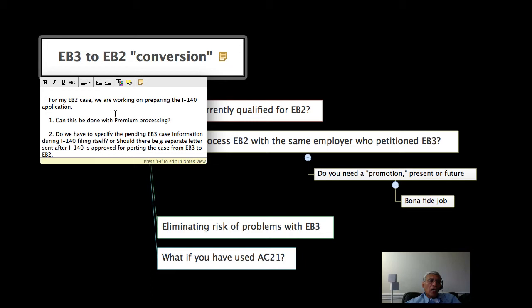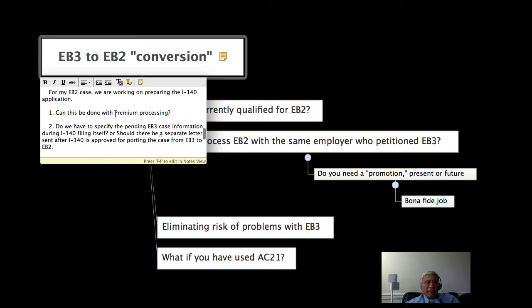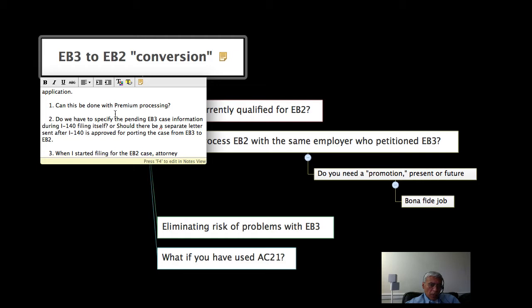Okay. So he's preparing his I-140 for EB2. Can this be done premium processing? Sure. Do we have to specify the pending EB3 case information? You will have to. Because if there is an I-140 approved or pending under the old case, you have to mention that. There is a question, I think, in there.